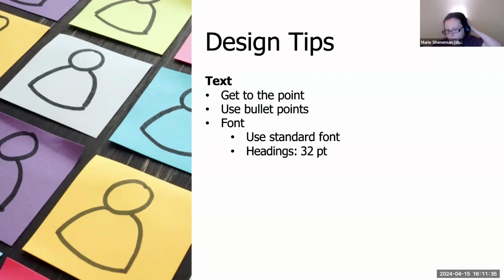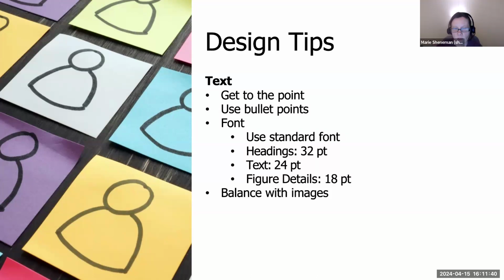Next. So a guideline, depending what font you use, these might be slightly different, but just a general rule of thumb to consider is headings, 32-point font. Any text that you have, your bullet points would be 24-point font. And then any figure details, if you have figures or charts or anything, then those could be a little smaller, 18-point font.